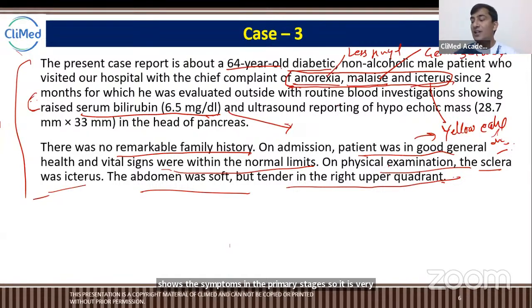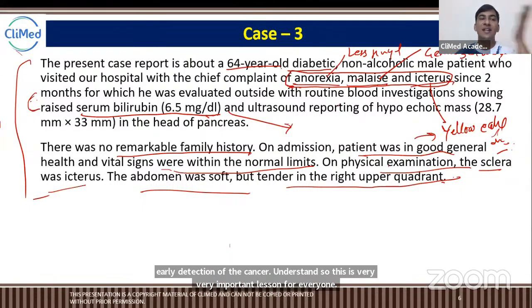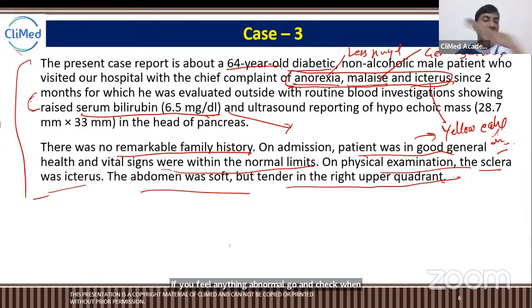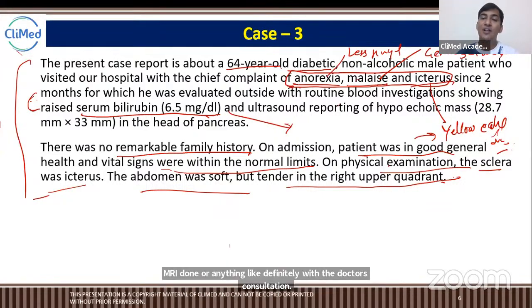It is very important for all of us not to avoid such health conditions, and to go for the screening and check for the cancer possibilities, the early screening and early detection of the cancer. Understand? So this is a very, very important lesson for everyone. If you feel anything abnormal, go and get an X-ray or MRI done, definitely with the doctor's consultation, after the diagnosis. Early detection of the cancer can be controlled easily.